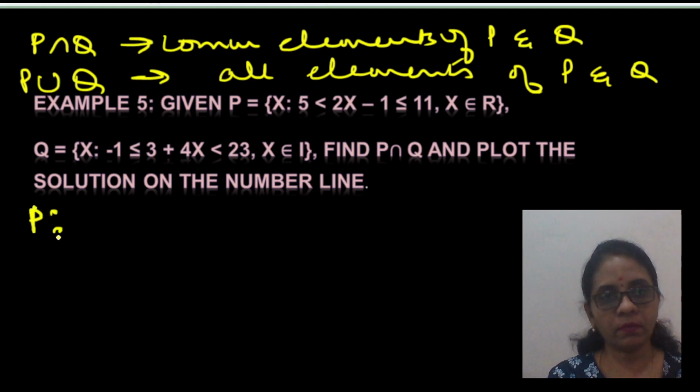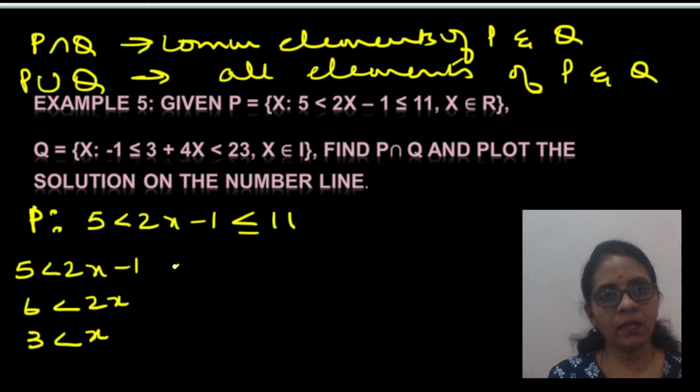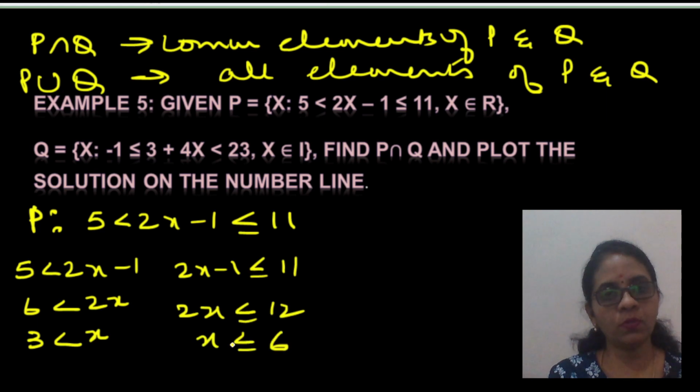So this is for P. 5 is less than 2x minus 1, less than or equal to 11. Let us finish P first. So 5 is less than 2x minus 1, 6 is less than 2x, 3 is less than x. And here 2x minus 1 is less than or equal to 11, 2x is less than or equal to 12, x is less than or equal to 6. So what is the solution for it? Common solution, number less than x less than number. So it is 3 less than x less than or equal to 6 for P.